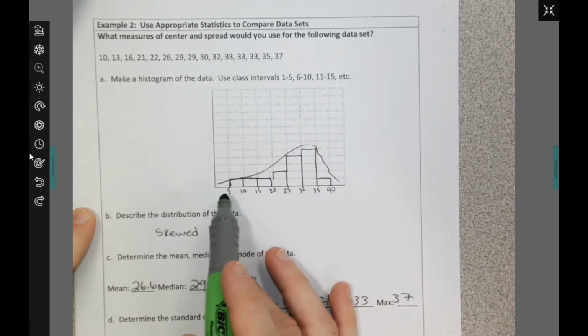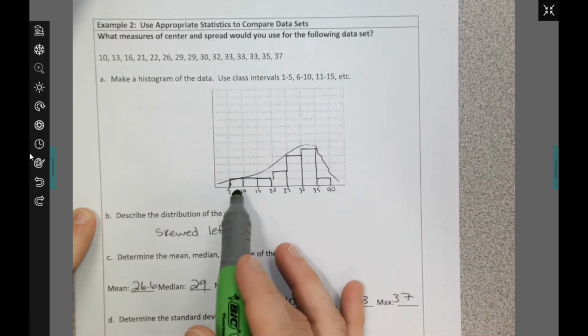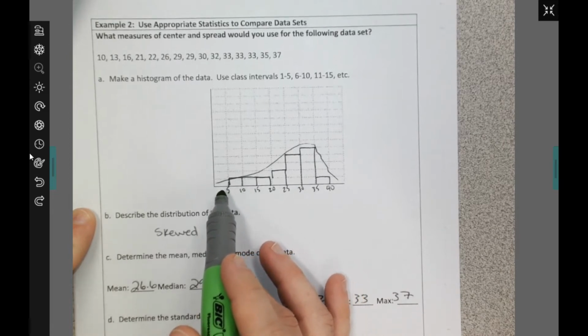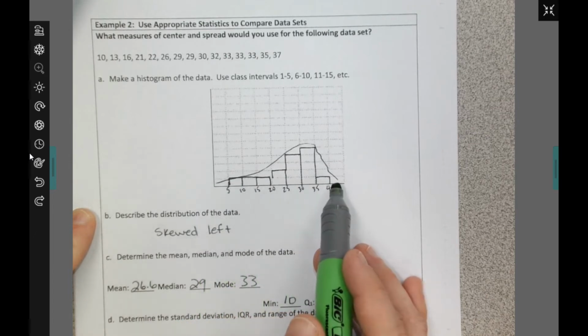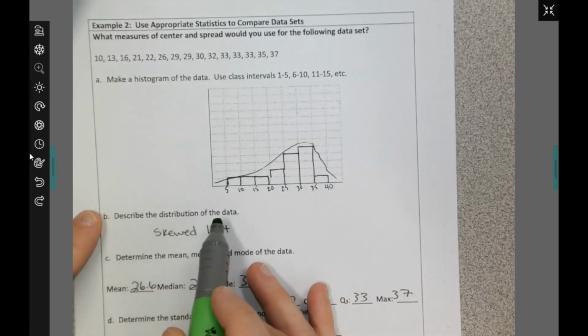You need to make sure that they're labeled clear at the bottom. I should have done a better job with it, but the first one's 1 to 5, next one's 6 to 10, so on and so forth. Go ahead and make that chart. From there, they want you to describe the distribution.